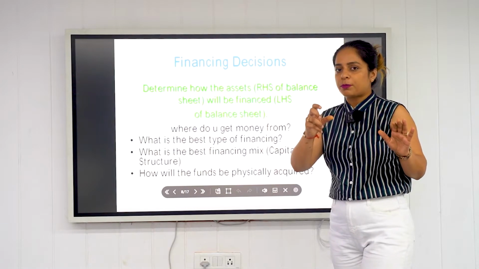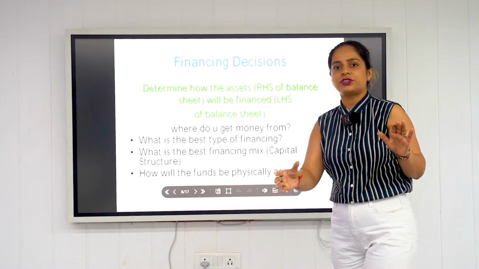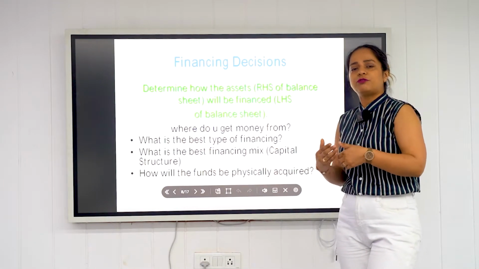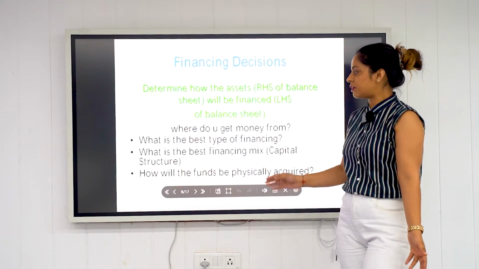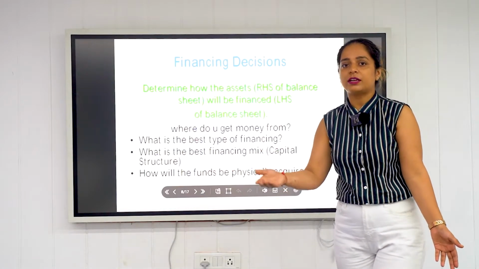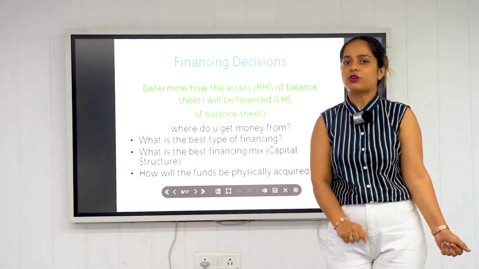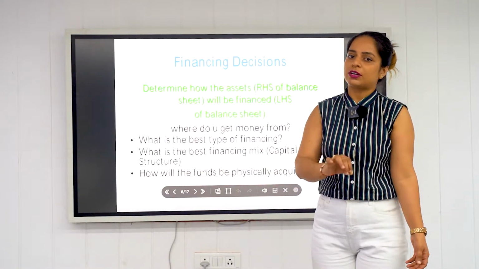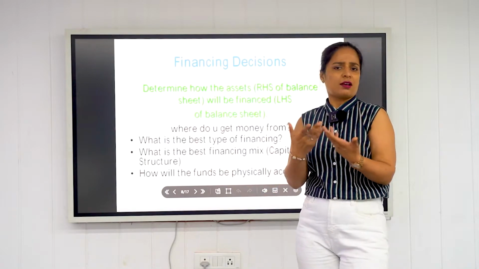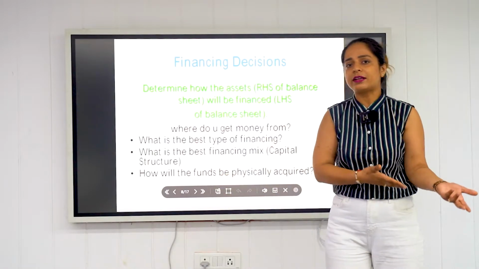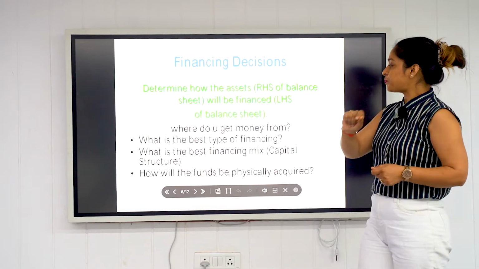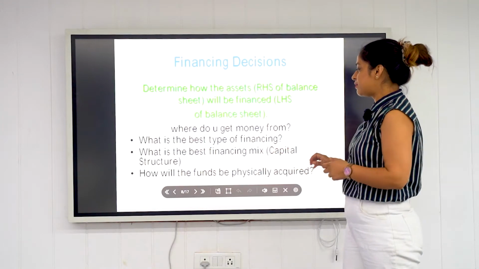Whether the organization is having profits or losses, it is not the decision of the organization whether they provide interest to the debenture holders or not. If the organization is having profits, they have to pay the interest. If the organization is not having profit, obviously they still have to pay the interest to the debenture holder.